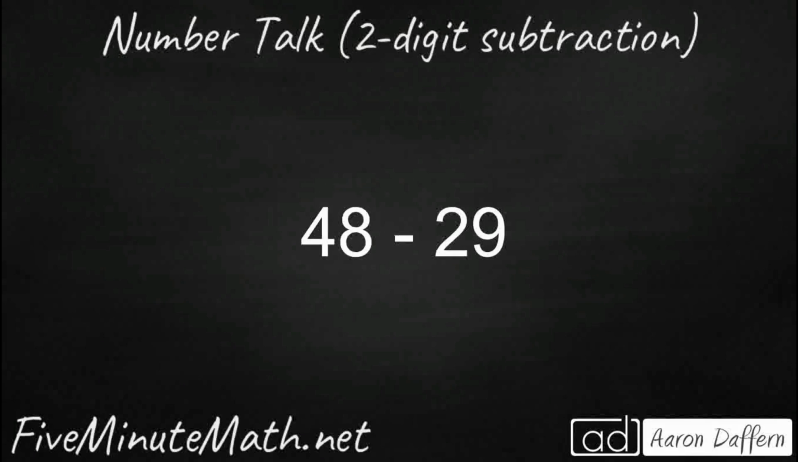Today we are looking at the expression 48 minus 29. What we do in a number talk is we use mental math. That means no paper, no pencil to try to solve an expression. And then we come back together and look at all the different ways we could have figured it out. So before we go any further, let's go ahead and do that.